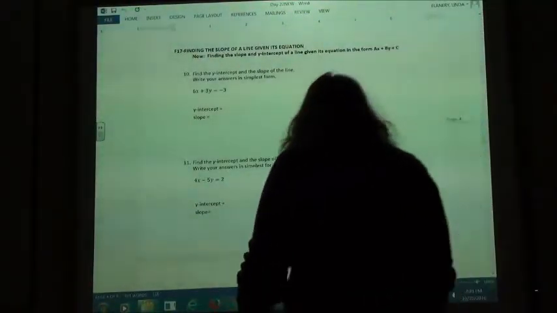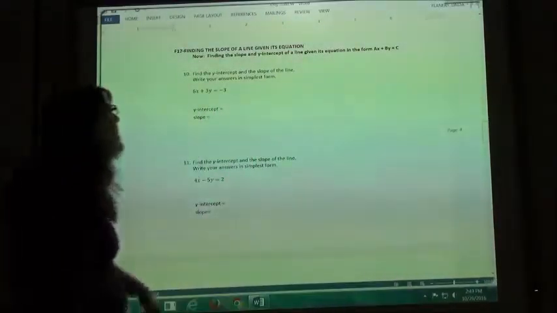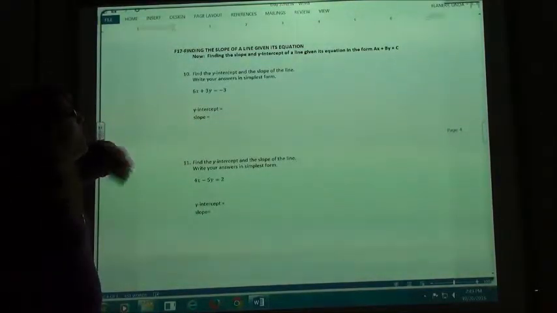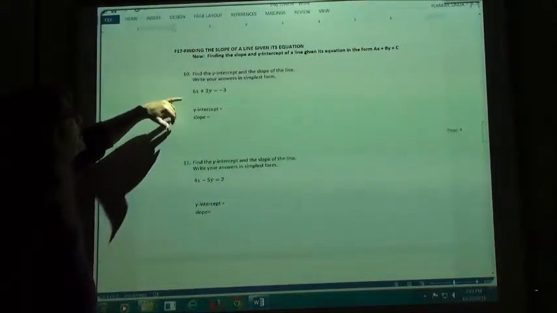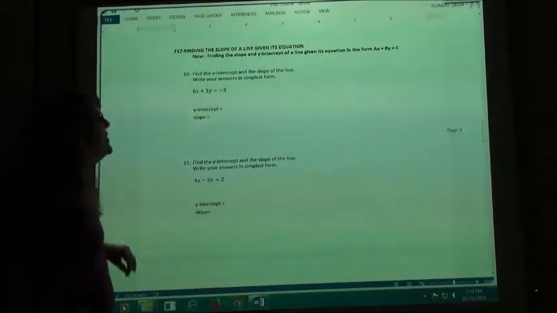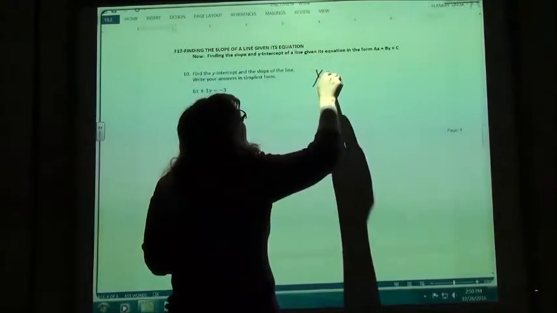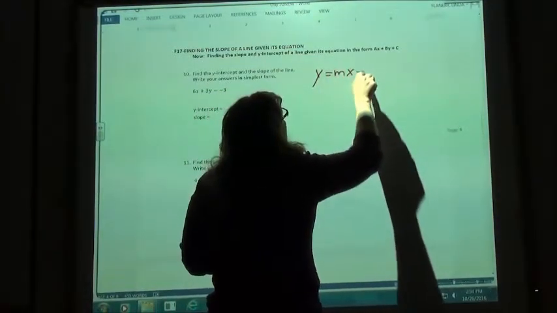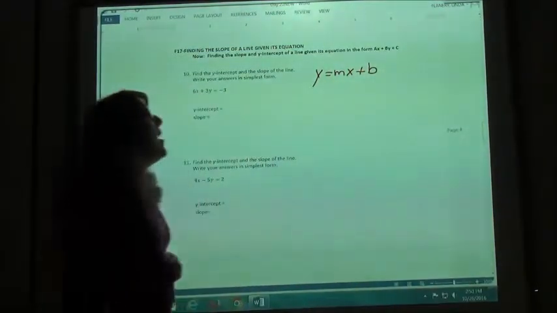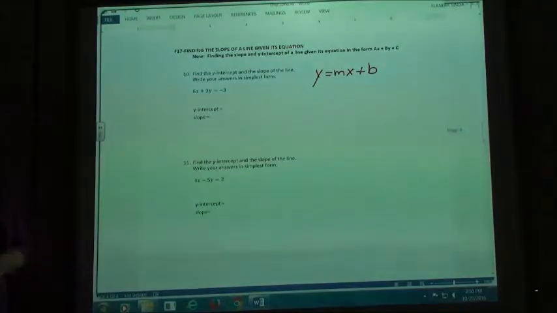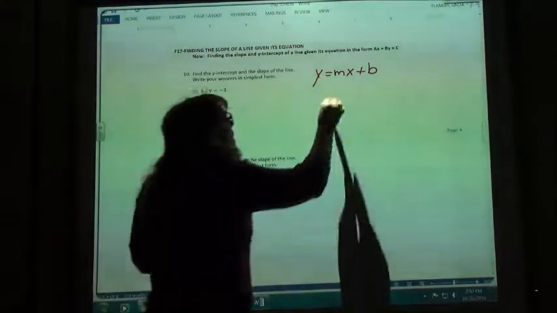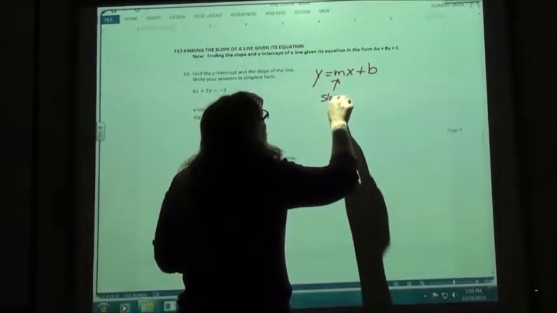Numbers 10, 11, 12 now are going to have you find the slope and the y-intercept of my line, so that if I want to graph it using the slope and the y-intercept instead of the x- and the y-intercept, I can. So first of all, if I'm going to find the slope and the y-intercept, I'm going to rearrange my equation and solve it for y. y = mx + b is called slope-intercept form of my equation. The m is the symbol for slope.